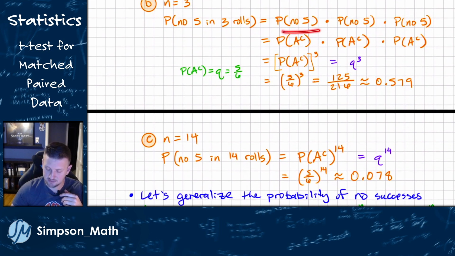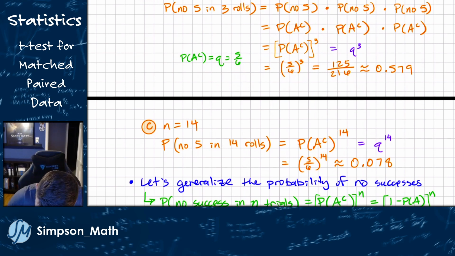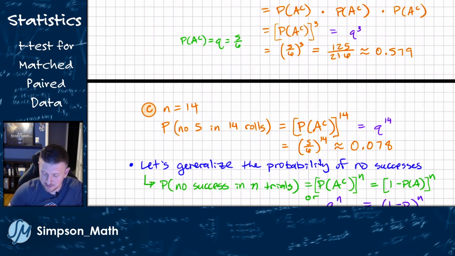Well, what about 14? I don't want to do this, times this, and then times it 11 more times. We can just use our exponents here and see that it's going to be the probability of A complement to the 14th power. I meant to put brackets around that, just because I don't like putting an exponent directly on a function notation type thing. We already discussed how the probability of A complement is 5/6, so 5/6 to the 14th is about 8%. So there's about an 8% chance that if I roll it 14 times, I don't get a 5 in any of those 14 rolls.